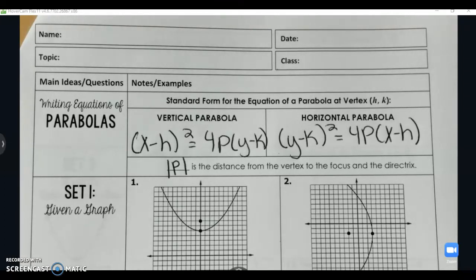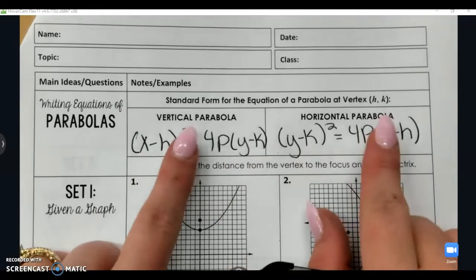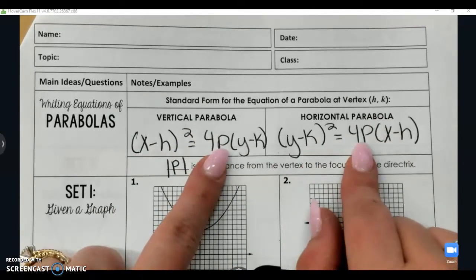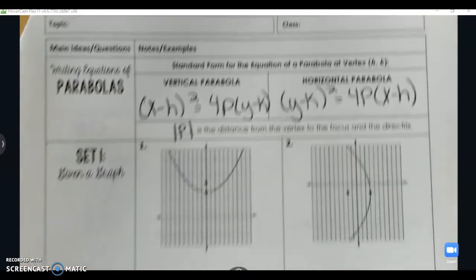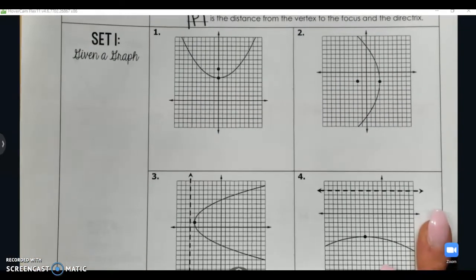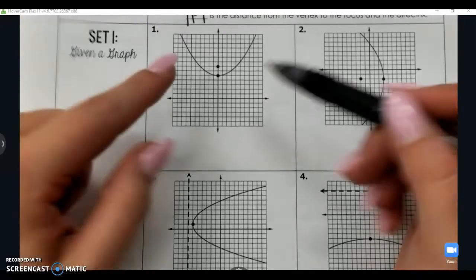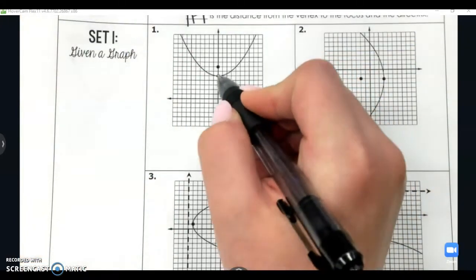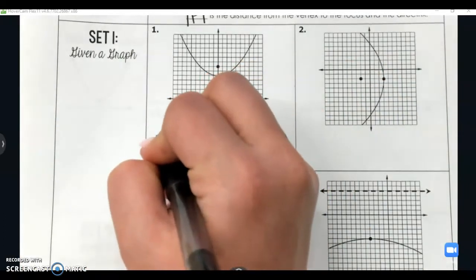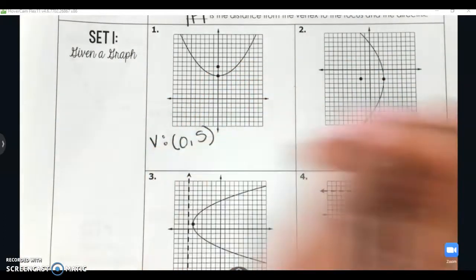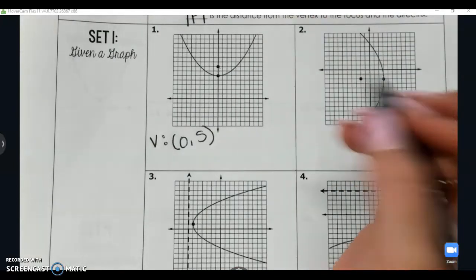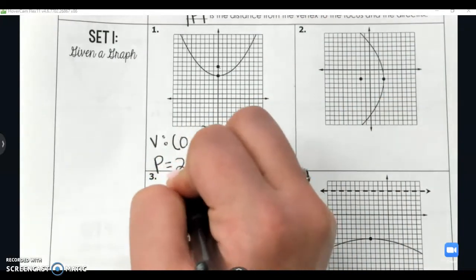So the information we need is, one, is it a horizontal or vertical parabola? We need to know the vertex, and we need to know what p is. All of that information is necessary to write these equations. So let's start here at number 1. This is a vertical parabola being opened upwards, and here my vertex is given to me. That vertex is at the point 0, 5. And here the focus is 2 away from my vertex. So that means that p is 2.